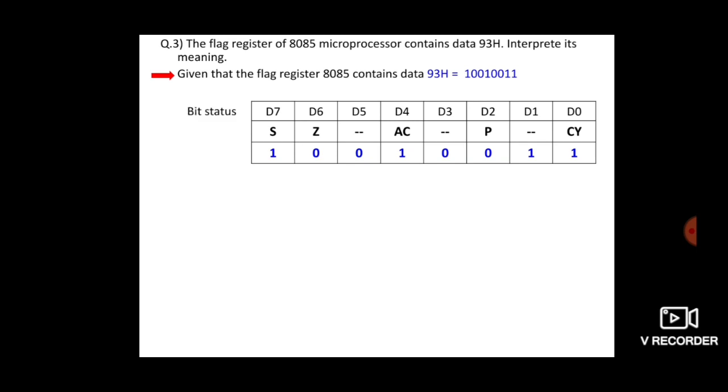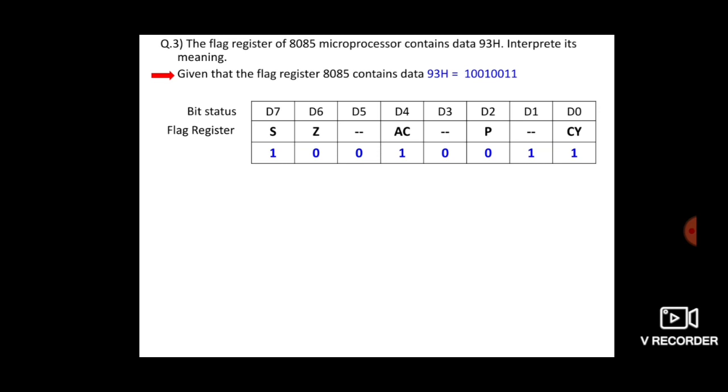See here, this is the bit status D0 to D7. In the flag register, at position 0 is the carry flag, D1 is not defined, at the second position is the parity flag, D3 is not defined, and the fourth position is the auxiliary carry flag. These positions are fixed in the 8085 microprocessor. Always remember, don't misplace the positions of the flags. If you misplace a flag position, then it is totally wrong and 0 marks will be given. So remember the position of each flag. At D6 is the zero flag and at D7 is the sign flag.